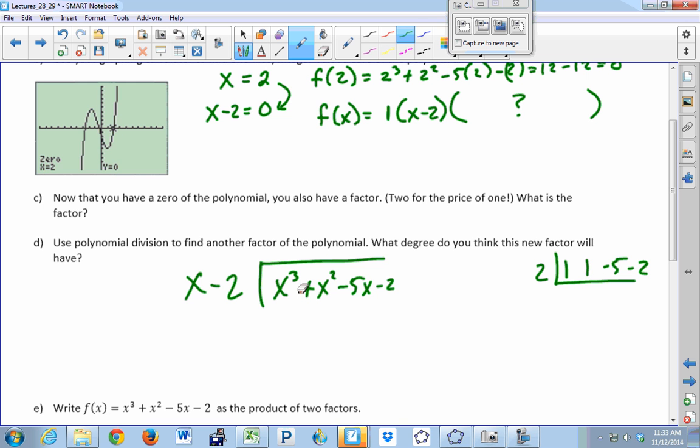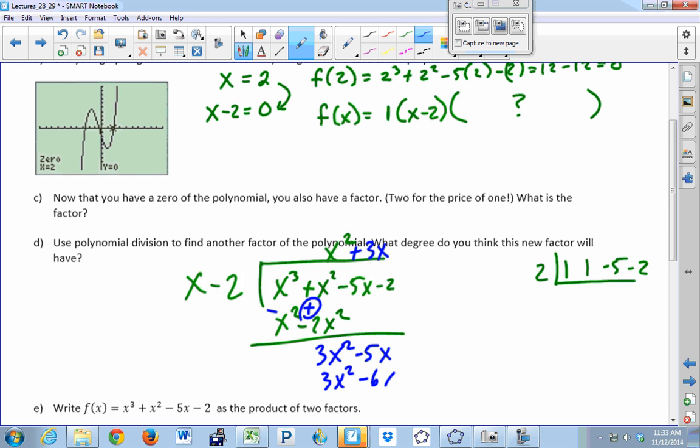So let's do this real quick because we went through this the other day. x goes into x cubed, x squared times, and I get x cubed minus 2x squared. I'm not going to do this as if I'm teaching it because we've already done that. And I get 3x squared minus 5x. x goes into 3x squared 3x times. And I get 3x squared minus 6x.